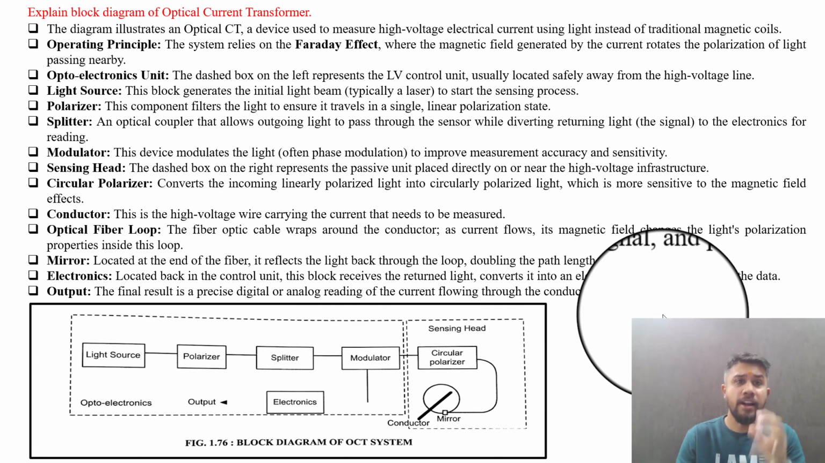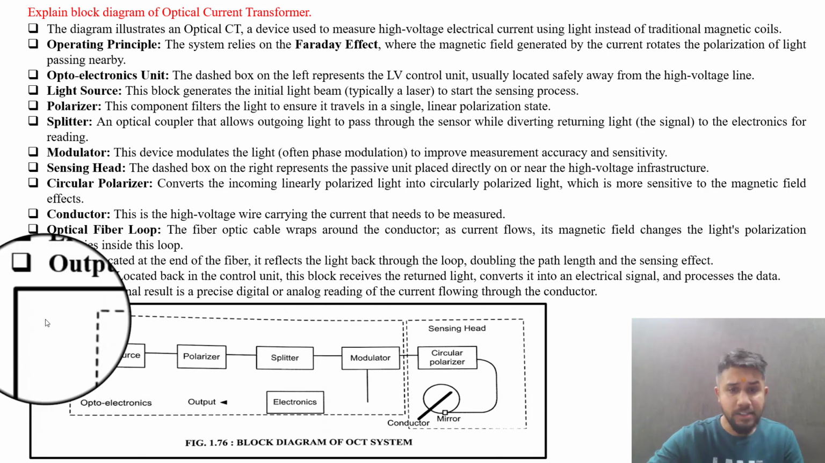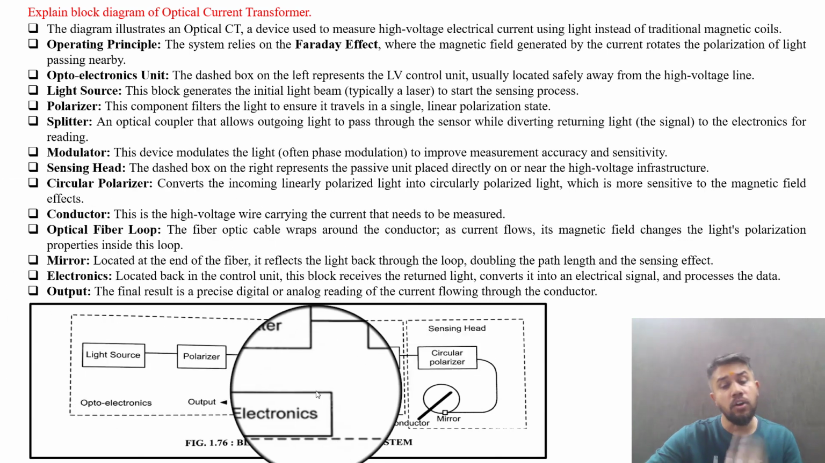Explain the block diagram of an optical current transformer. So you can see the block diagram of an optical current transformer arrangement. This diagram illustrates an optical current transformer, a device used to measure high voltage electrical current using light instead of traditional magnetic coils.